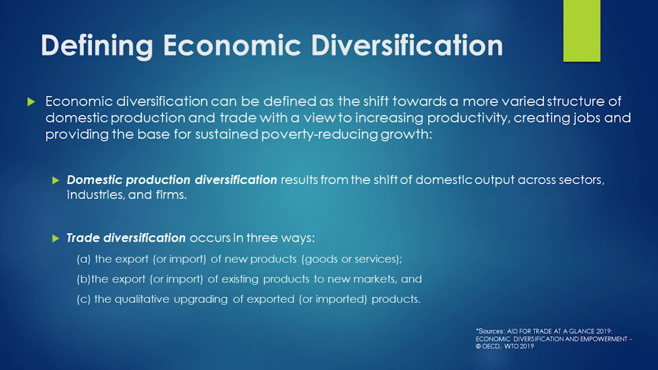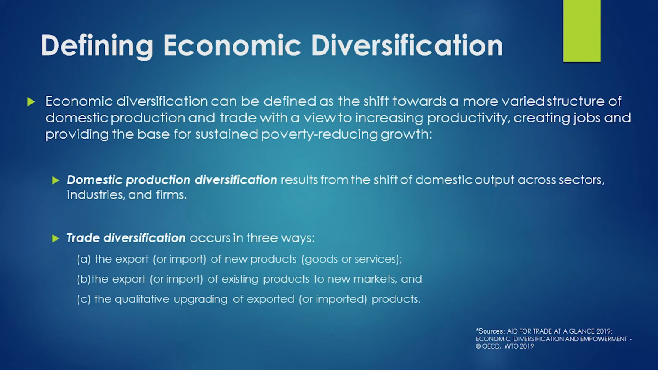In terms of economic diversification, this ultimately can be defined as a shift towards a more varied structure of domestic production and trade with a view to increase productivity, creating jobs and providing the base for sustainable poverty-reducing growth. When looking at diversification, we can break it down into two pockets: domestic production diversification and trade diversification. Domestic production diversification is a result of the shift in domestic output across sectors, industries, and of course, firms.